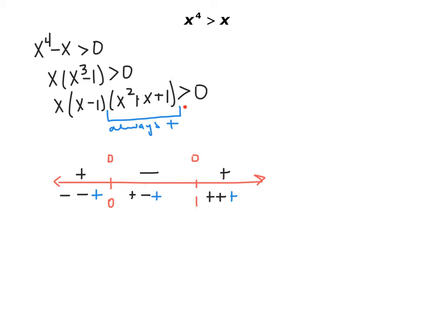If we want what's strictly greater than 0, which sections do we want? We want the sections that are positive because positive numbers are bigger than 0. So our solution is negative infinity up to 0 not included, union 1 to infinity also not included.